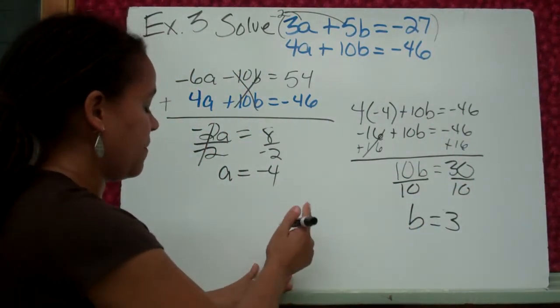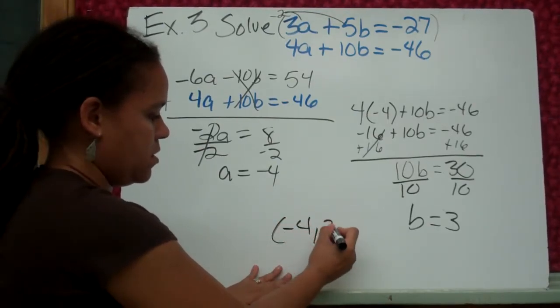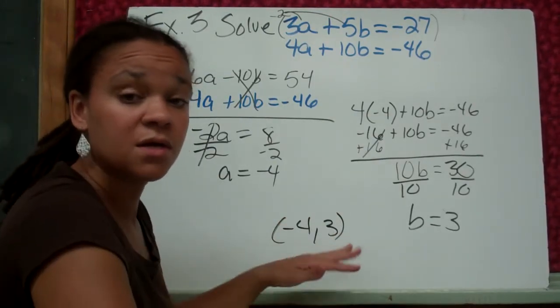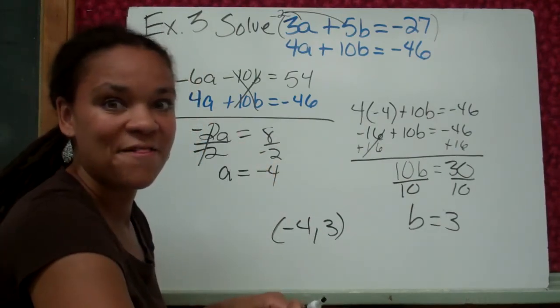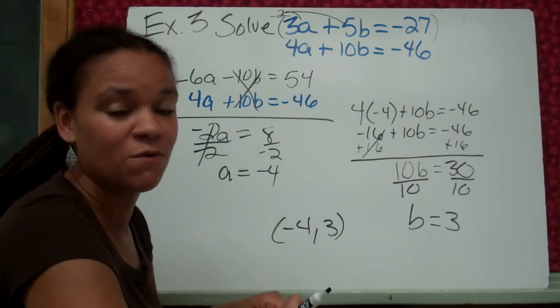All right, so if I'm correct, negative 4, 3 would be our ordered pair. So go ahead and check this one on your own as well and see if you can come up with the correct answers. Thanks for watching, and remember, you are responsible for your own learning.